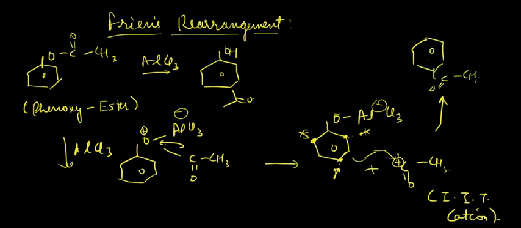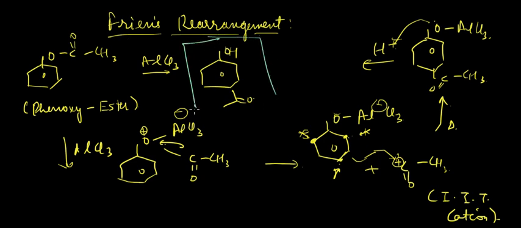Okay, some little bit of heating may be required, because to extract the H from this carbon atom we require heating, and again restoring the aromatic character. Then with H plus, we'll get something like this compound. So this is how Fries rearrangement took place in this example.